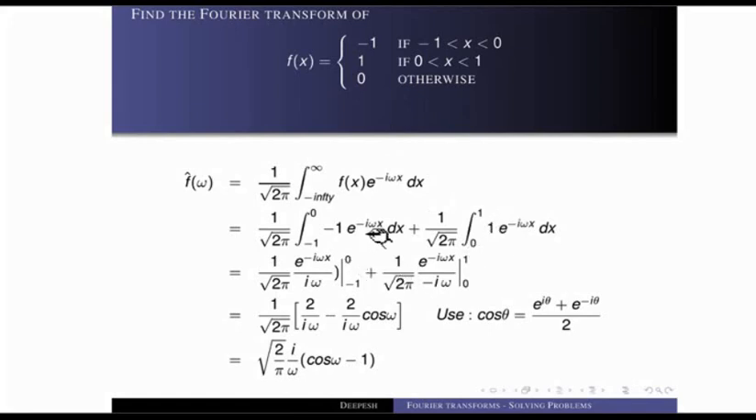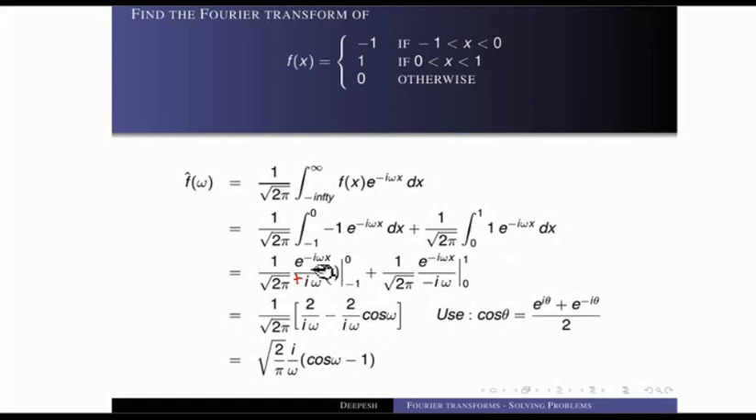So you just evaluate it. e raised to minus I omega x when integrated will give e raised to minus I omega x by minus I omega, right? Again one minus is there, so it has to be plus. 1 by root of 2 pi. This will have an integral e raised to minus I omega x by minus I omega from 0 to 1. Just evaluate it and you'll get this answer.